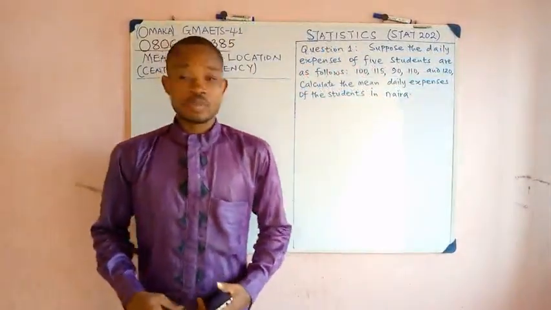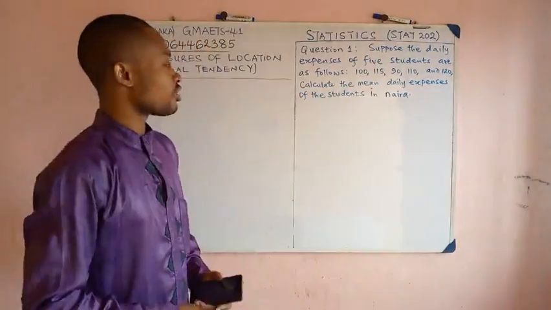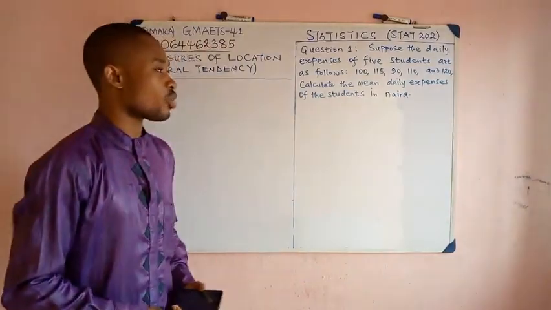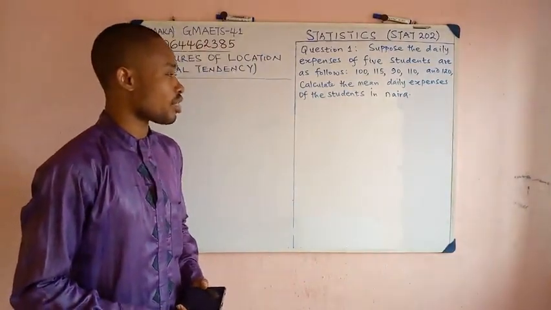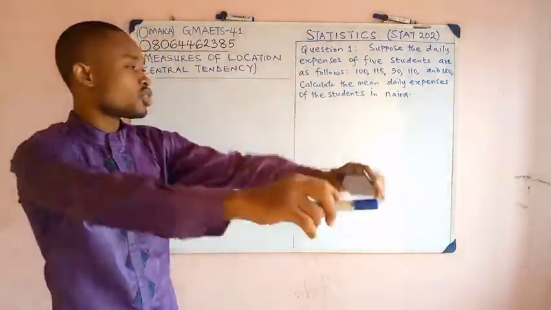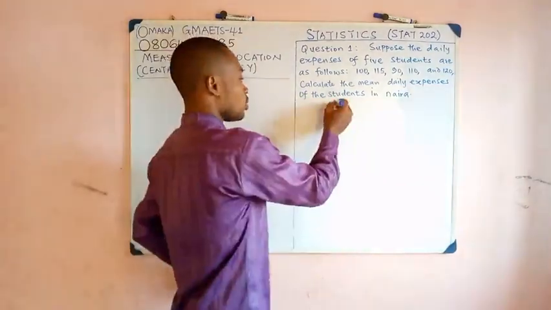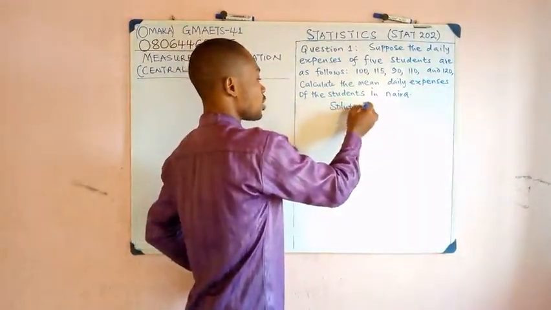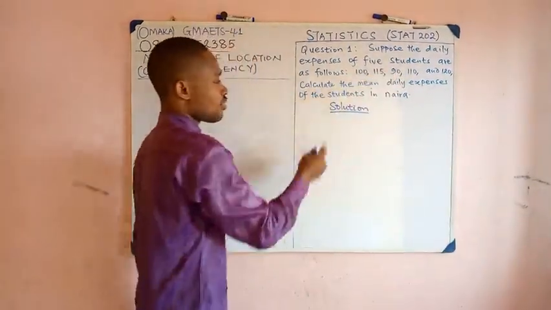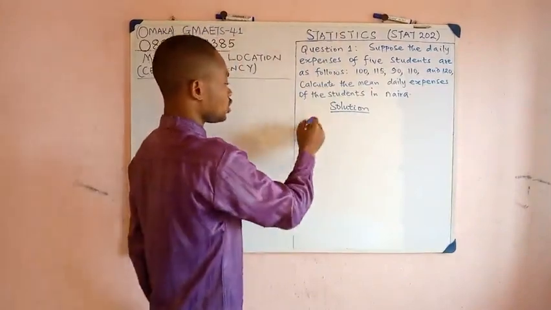Alright, now we have this question on the board. Suppose the daily expenses of 5 students are as follows: 100 naira, 115 naira, 90 naira, 110 naira, and 120 naira. Calculate the mean daily expenses of the students in naira. So we are to obtain the mean daily expenses of the students. Of course, you know this is the item given to you. So we have 100, 115, and up to 120.